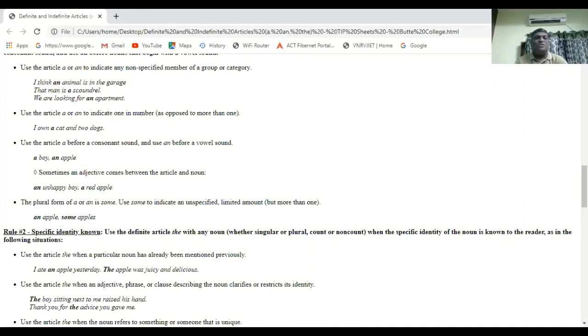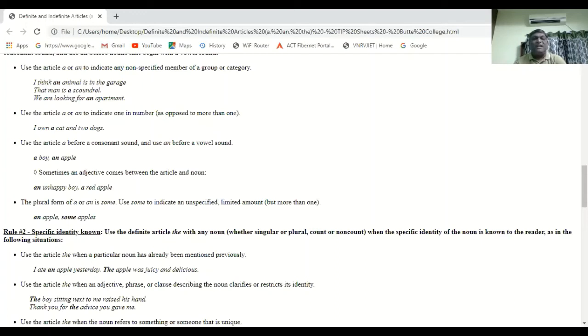And also use the article a before a consonant sound. Before a consonant sound, what do you use? You will use a. For example, a boy. And before a vowel sound, an. A before a consonant sound: a boy. An apple. The sound is a. An apple. A boy. Ba is consonant. A is vowel. So that is very important.